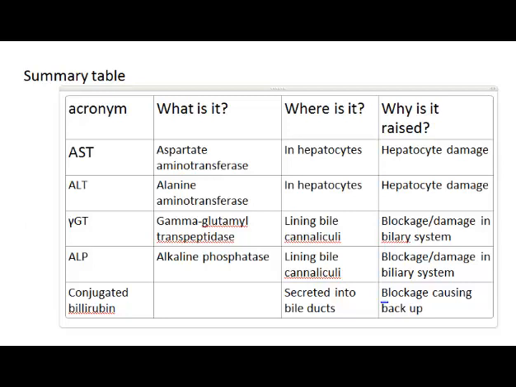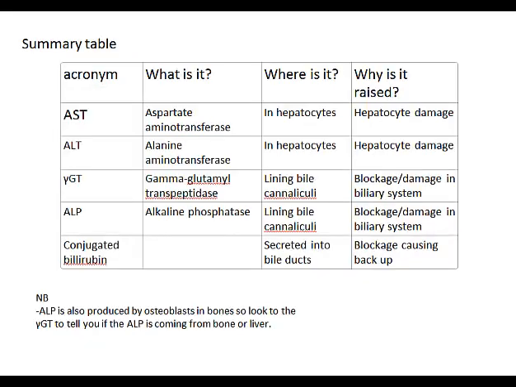So I'll now just leave you with two key points about liver function tests that can be confusing and common questions. Alkaline phosphatase is also produced by osteoblasts in the bone and is used as an indication of high bone turnover. And so you need to look at the gamma GT level to tell you if the ALP is coming from the bone or coming from the liver. If ALP is raised on its own, that suggests it's coming from the bone, whereas if both ALP and gamma GT are raised, that suggests it's coming from the bile canaliculi in the liver.